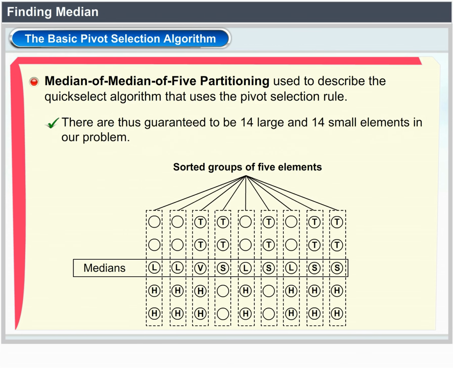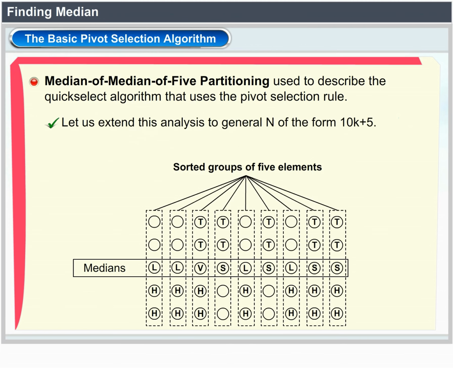There are thus guaranteed to be 14 large and 14 small elements in our problem. Therefore, a recursive call could be on at most 45 minus 14 minus 1 equals 30 elements.